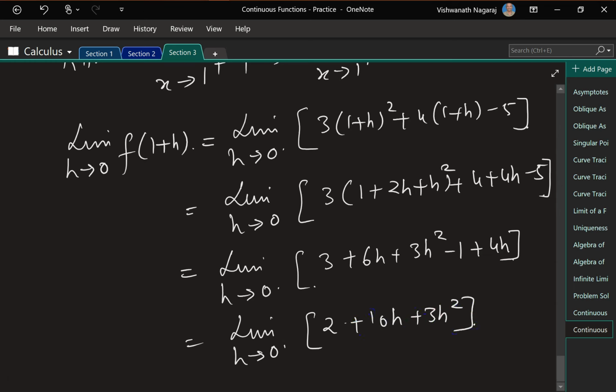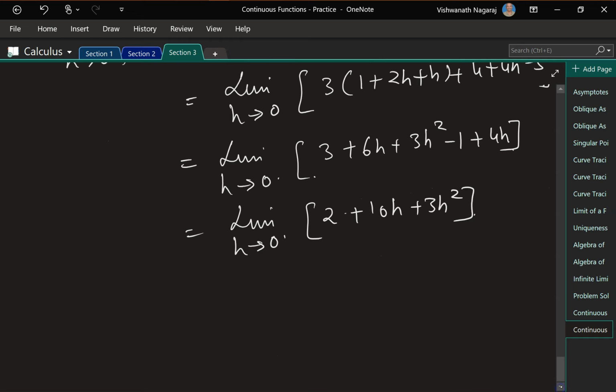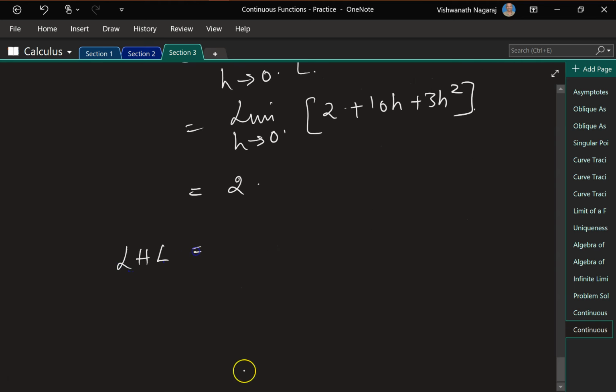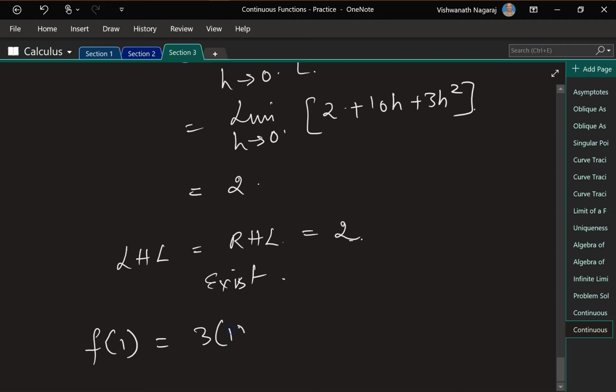And now let's take the limit. So now when we take the limit, what happens? These two terms disappear and we are left with 2. So LHL is equal to RHL is equal to 2. That means they both exist and they are equal to each other. Now we have to figure out f of 1. So f of 1 is 3 times 1 square plus 4 times 1 minus 5.